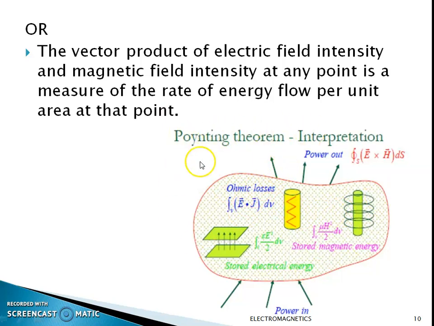This is the Poynting theorem interpretation. Here the power is flowing into a volume or a particular area, and the power is flowing outwards, and in between, in that particular area, some power is stored. Some of the power is stored in the form of magnetic energy and some in the form of electrical energy, and there are also some ohmic losses. So the total power in and total power out can be found.